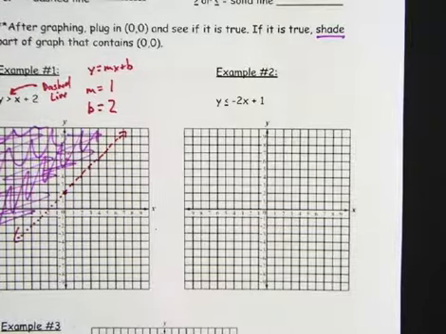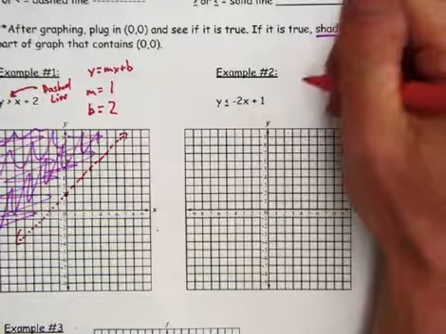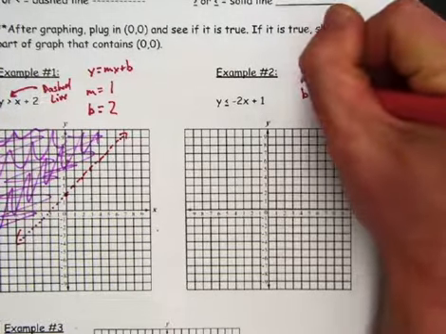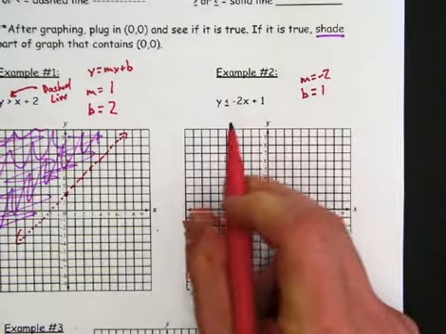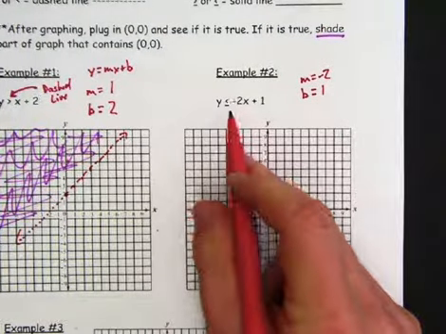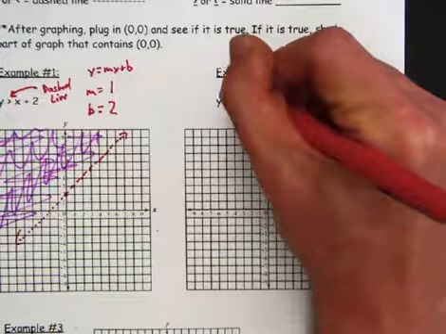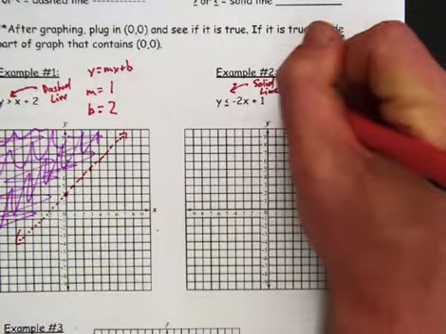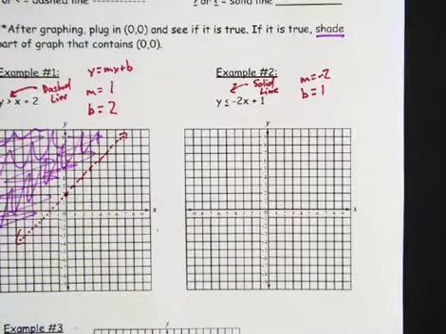Example 2, we've got y is less than or equal to negative 2x plus 1. Still using y equals mx plus b, so our slope is going to be negative 2. Y-intercept is going to be positive 1. Now notice that we have y is less than or equal to. So that means this is going to be a solid line. Whether or not the line is solid or dashed is really important. You need to know it. So let's draw our graph.